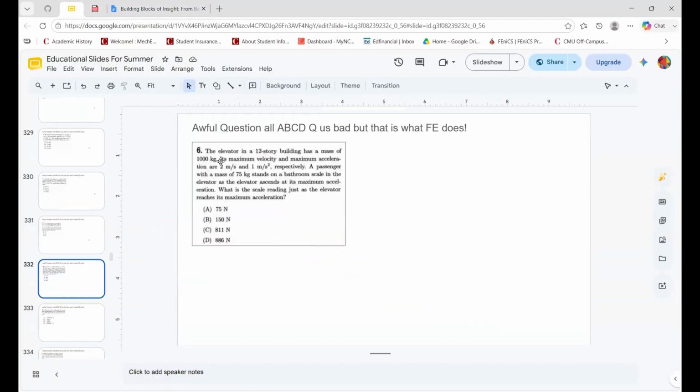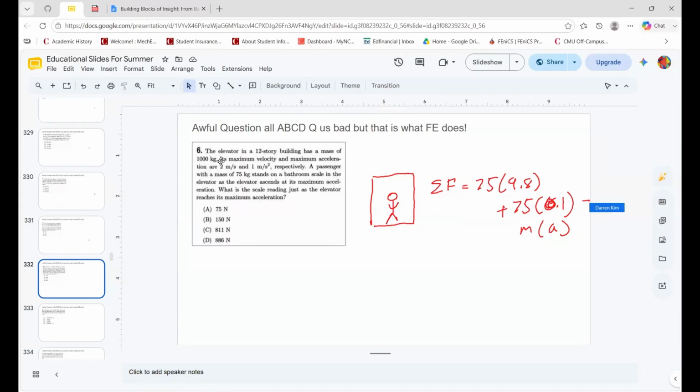You can imagine what's happening here is basically the same situation. A human in here, and your sum of F equals 75 times 9.8 initially, plus 75 multiplied by 0.1, because this is mass multiplied by acceleration equals something. And that 0.1 is the normal force becoming so much greater.